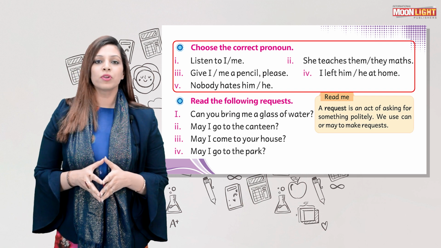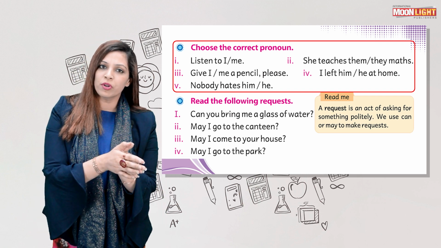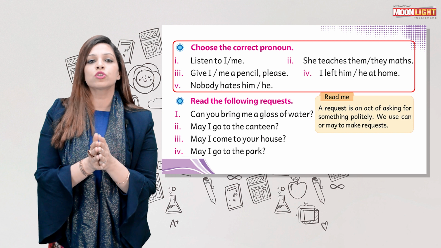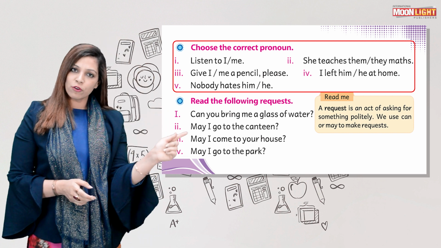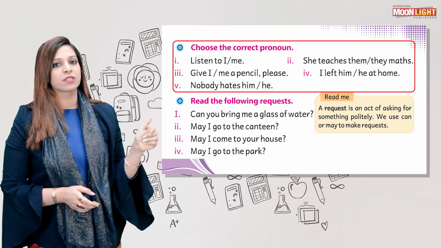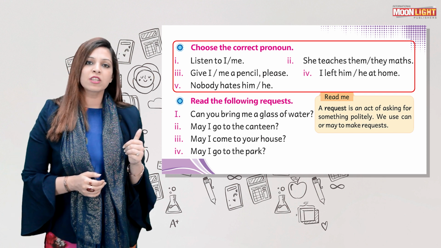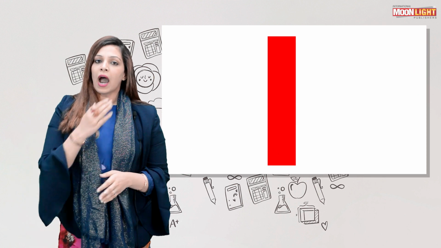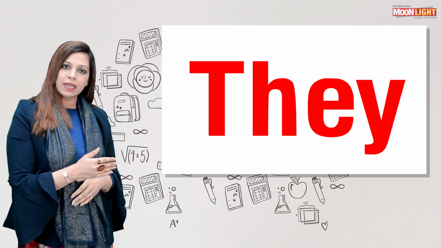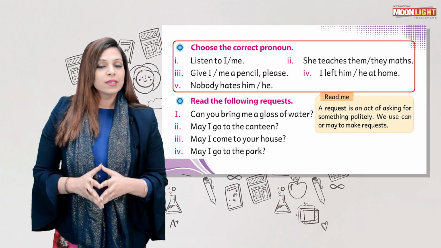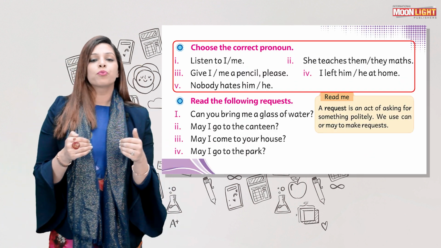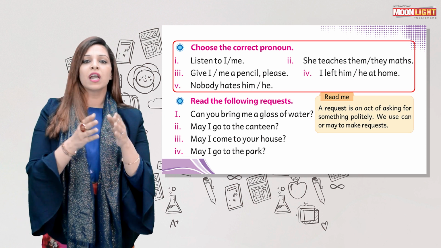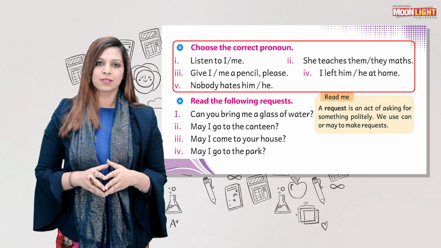There are some pronouns which are called objective pronouns, and objective pronouns are most of the time used at the end of the sentence or in the middle of the sentence. For I, the objective pronoun is me. I, we, you, they, he, she, it. These are the subjective pronouns and most of the time they are used in the beginning of a sentence.